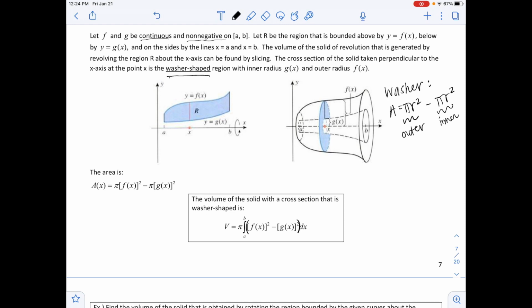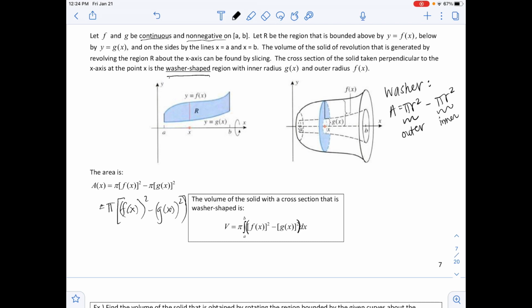And so the area is going to be pi r squared, so pi f of x squared minus pi r squared for the inner, which is going to be pi g of x squared. Or you can factor out the pi and just have f of x squared minus g of x squared.